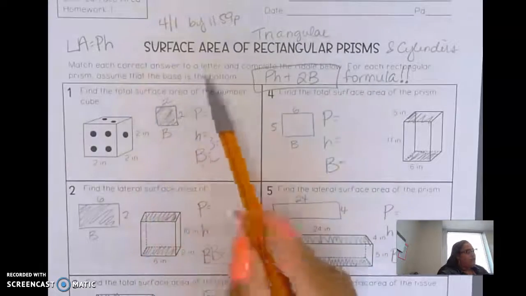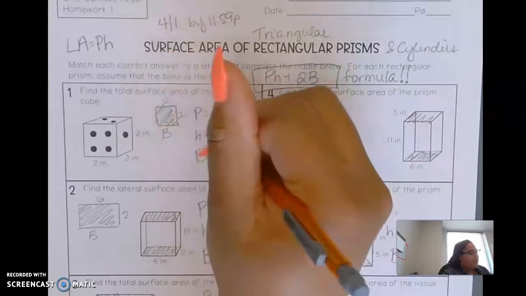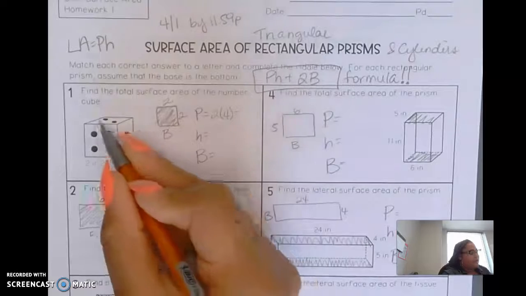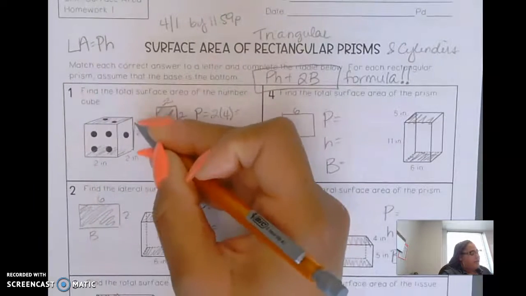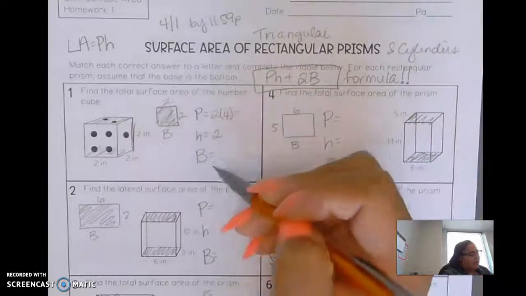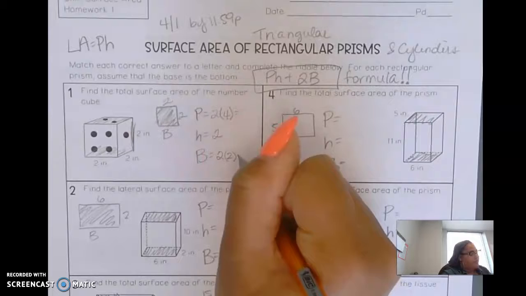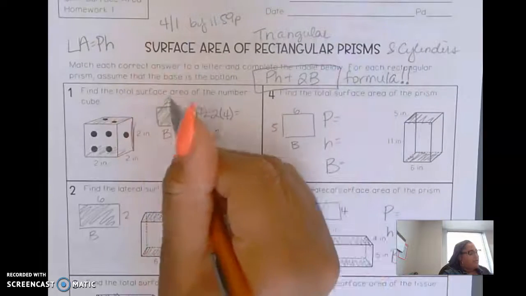So total surface area here, my perimeter would be all 4 sides of my square here. So it would be 2 times 4. The height is what connects my bases. So from here to here, the line that connects them is this 2. And this is a cube, so all sides are 2. And then the base area is 2 times 2. So I would do these calculations to find the total surface area.